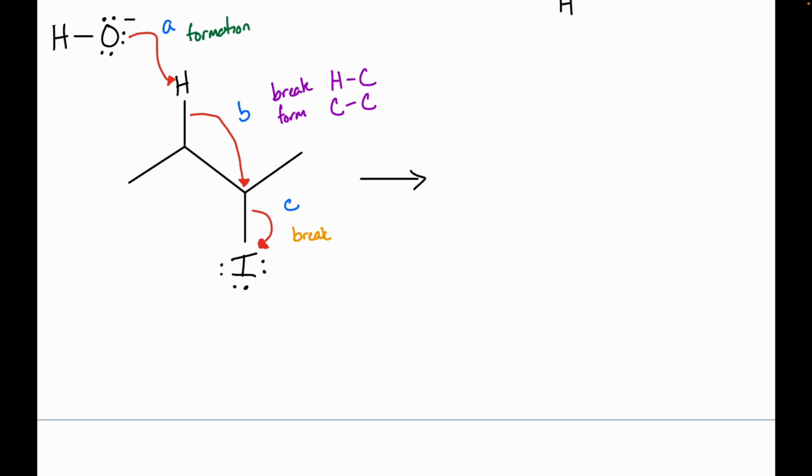So my products here are water, that iodide ion. And now we have this new carbon-carbon bond. There was already one of them there. So that means this second one here is going to be a carbon-carbon double bond that's formed. All right, this pair of electrons here has now reached down to form this new carbon-carbon bond.